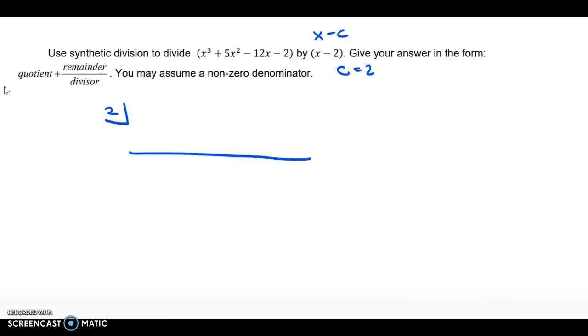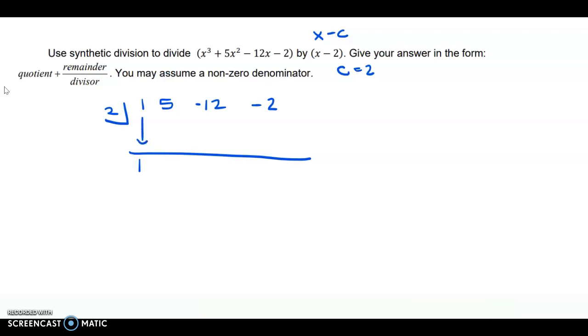Now I will take the coefficient of each term all the way down. I do need to make sure that each power of x is represented, so I've got x cubed, x squared, x to the first power, and a constant term. So I'm good there. So I'll take out my coefficients. I've got 1 for x cubed, 5 for x squared, negative 12 for x, and negative 2 for the constant term. I start by bringing down the 1, and then here we go.